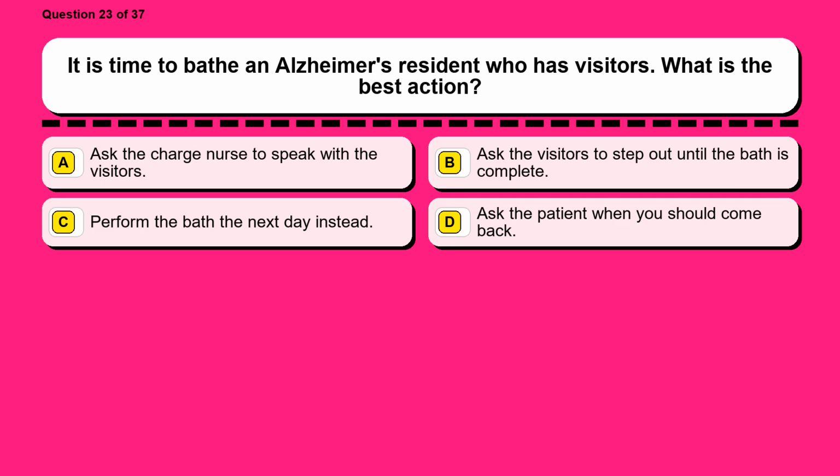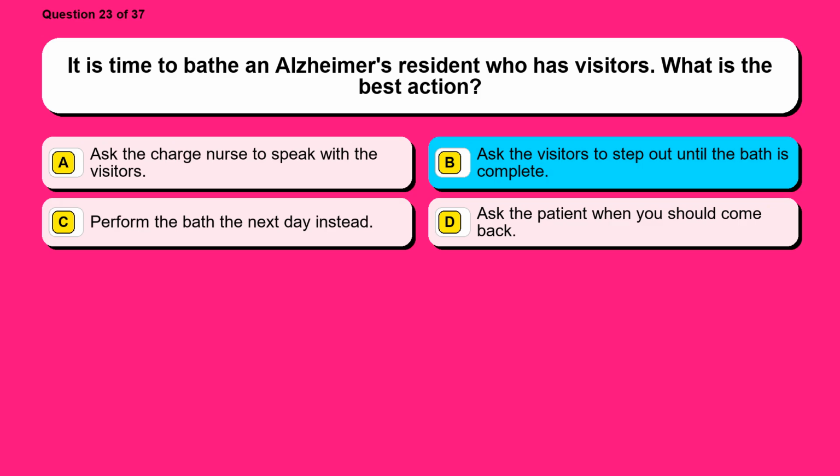Question 23. It is time to bathe an Alzheimer's resident who has visitors. What is the best action? Option A. Ask the charge nurse to speak with the visitors. Option B. Ask the visitors to step out until the bath is complete. Option C. Perform the bath the next day instead. Option D. Ask the patient when you should come back.